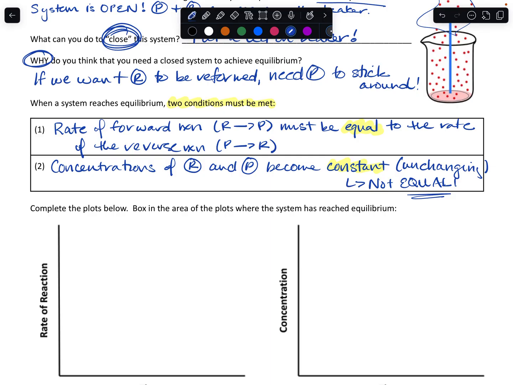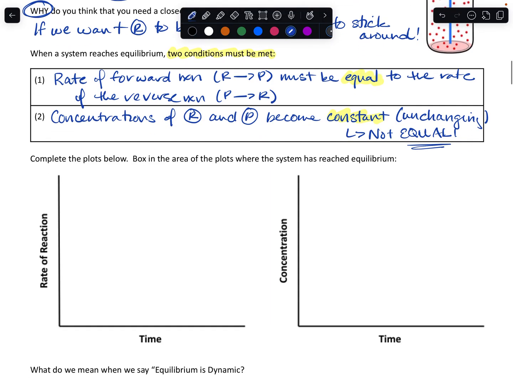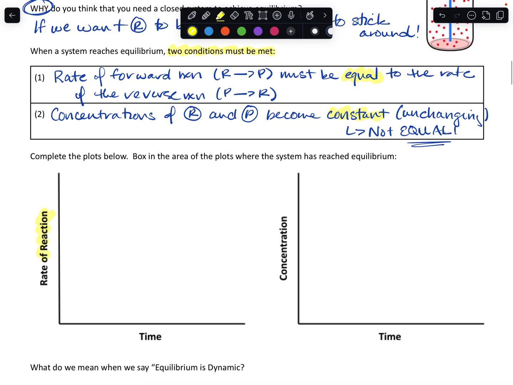All right. Now, as part of our work at the beginning of the unit, we did an activity that dealt with Skittles and we had to draw some graphs. So we should be able to show these two conditions in a graphical format. That was part of the purpose of that activity, but we're going to do it here again. We're going to start with the plot of the rate of reaction versus time.